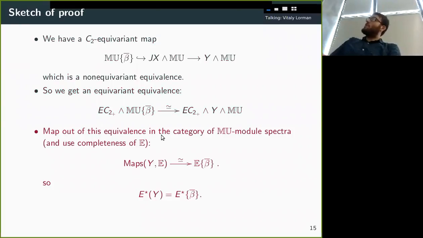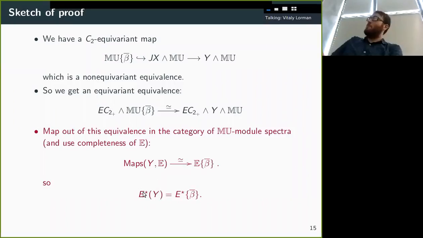And now the trick we're going to do is map out of this equivalence in the category of MU module spectra into our complete MU module spectrum E. And then we'll adjoin the EC2 plus over and use the completeness of E. And that gives you an equivariant equivalence between the mapping spectrum from this space with projective property into E to a free module spectrum over E. So we get a computation of the RO(C2)-graded cohomology of Y, E cohomology of Y. Sorry, this E here should be boldface.